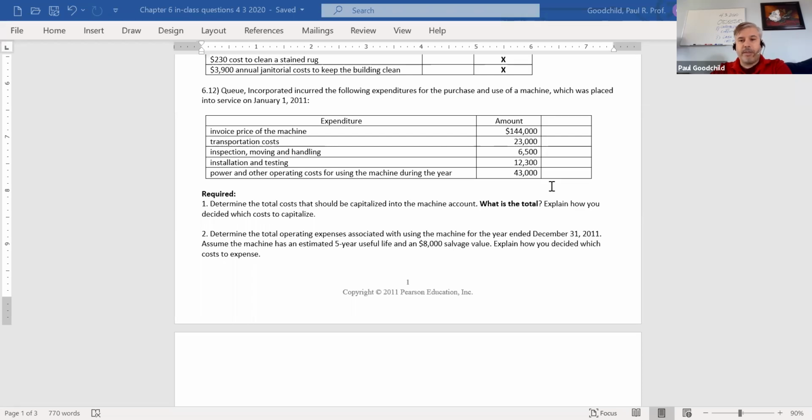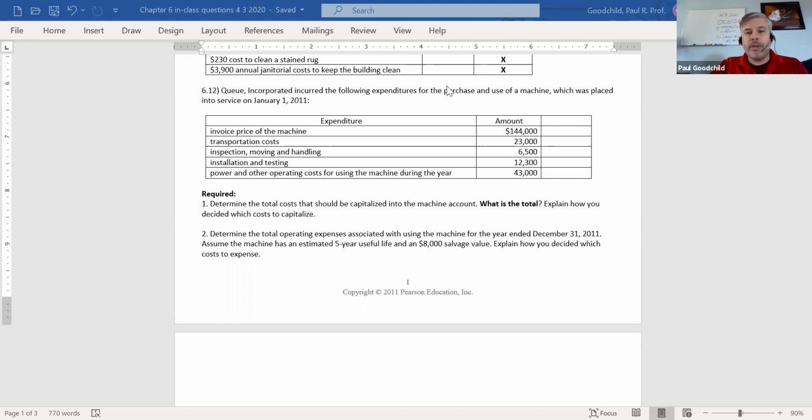And you don't have to make any explanation. All you need to do is just put in the total. Okay. All right, let's go through them.